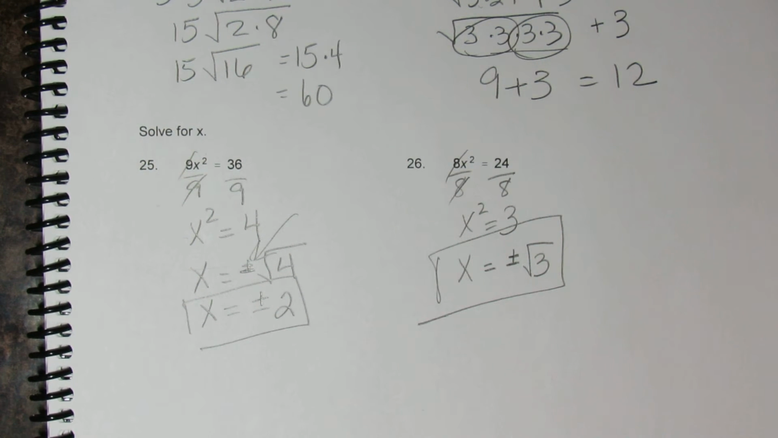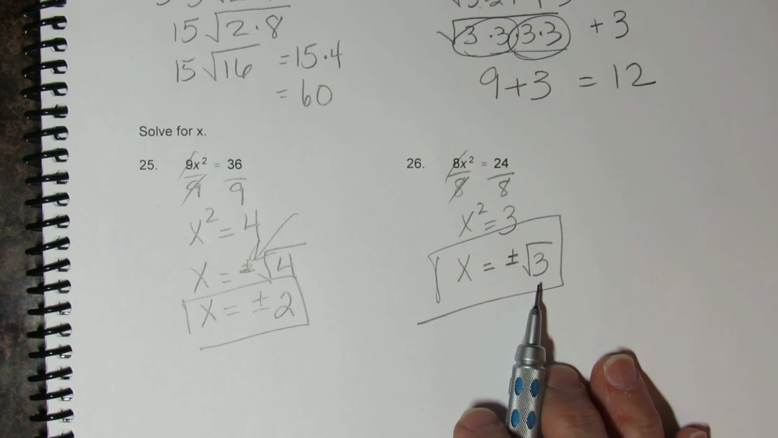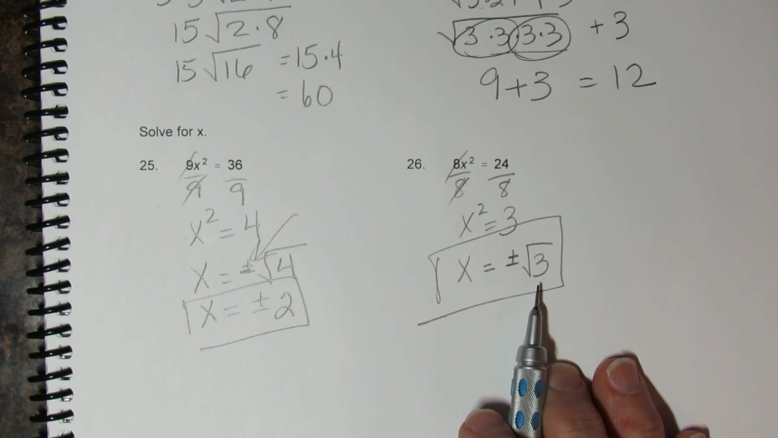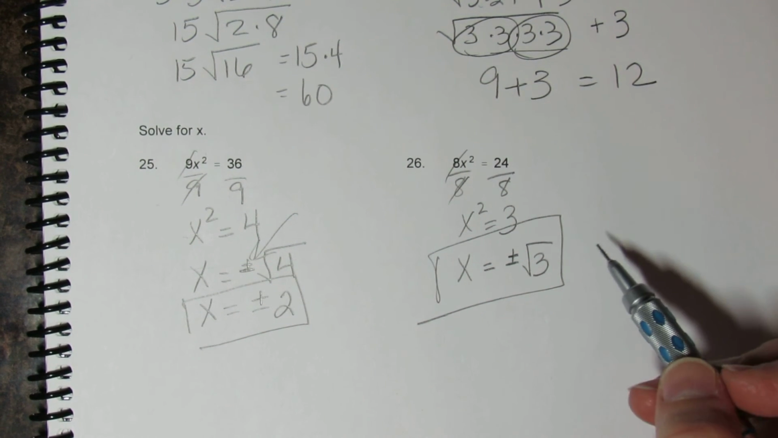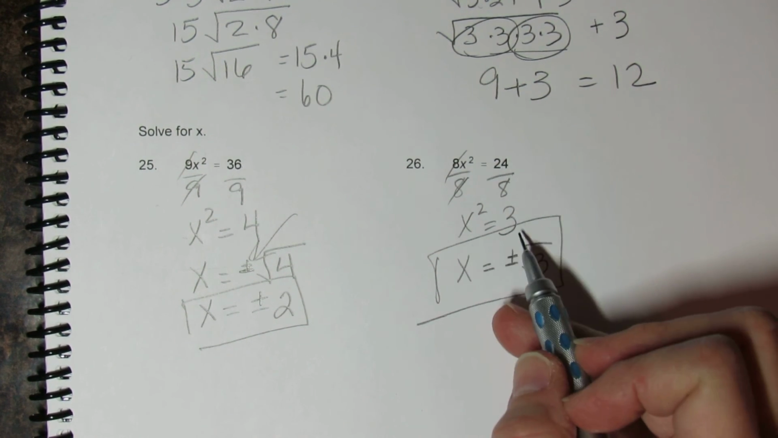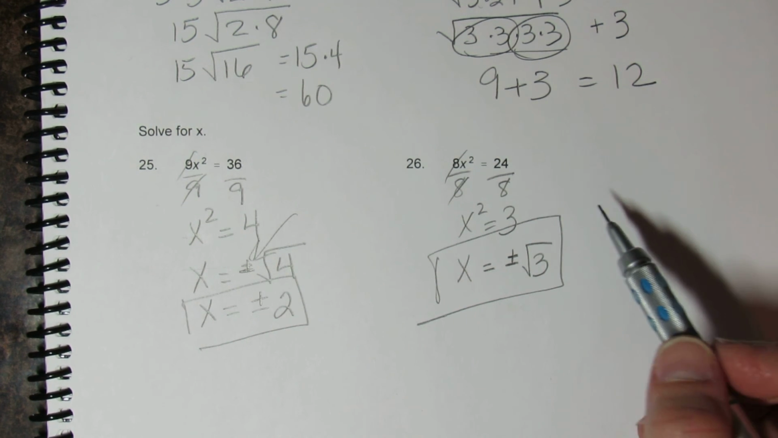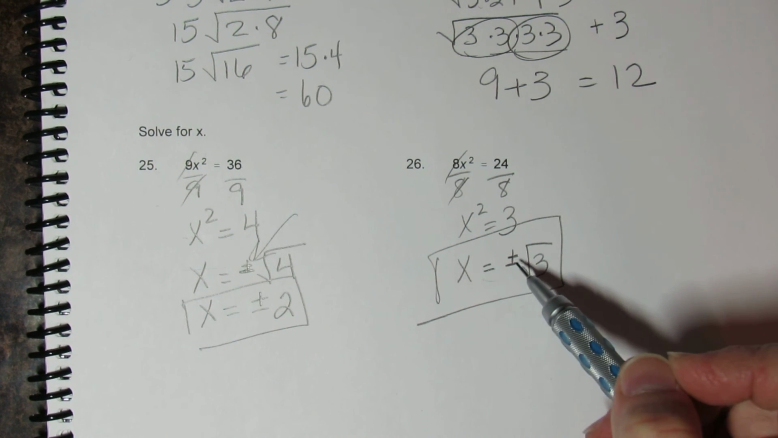Square root of 3 is an irrational number. You can estimate it to a decimal, but you can't write it any other way exactly as anything but the square root of 3, because it's a non-terminating, non-repeating decimal. All right, so just remember, if you take the square root on both sides of an equation, you definitely have to put this plus or minus sign in front.